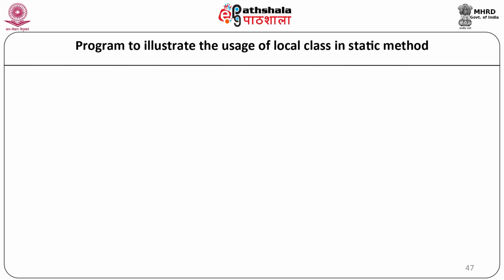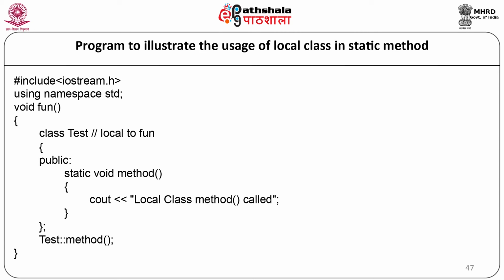Now, let us see a program to illustrate the usage of local class in static method. We will start with the program #include iostream, using namespace std. Here we are going to declare the function as void fun, opening braces. Now, inside this fun we are going to declare the complete class test, which is local inside the function fun. We will start with our class declaration, public colon, static void method, cout local class method is called. The static void method member function will end and our class will end. Now, we are going to call the method using test colon colon method semicolon, and our void function will end.